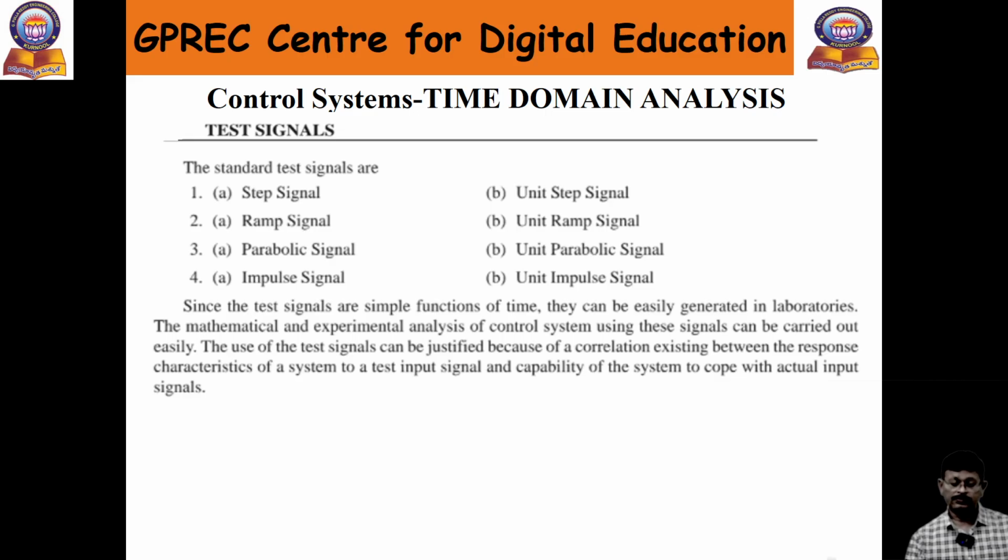If the value of the step signal is 1, it is called a unit step input. If the value of the ramp is 1, this is called a unit ramp. If the value of the parabolic signal is 1, it is called a unit parabolic signal. So these are the signals you use in the analysis of systems.